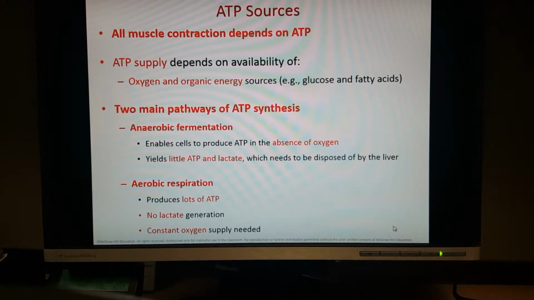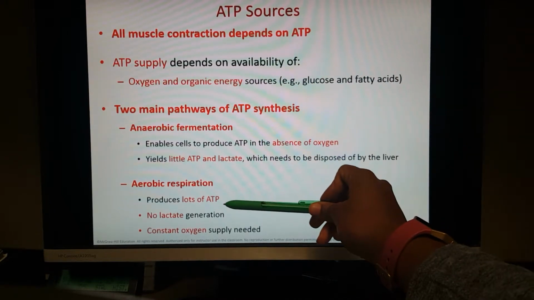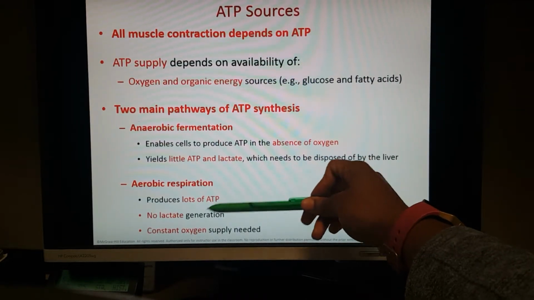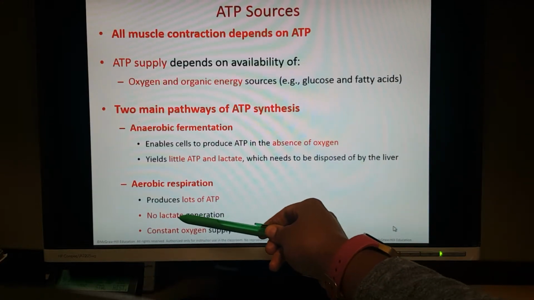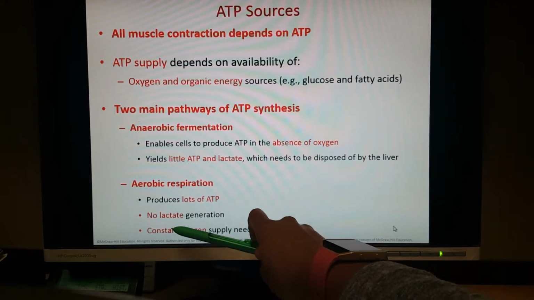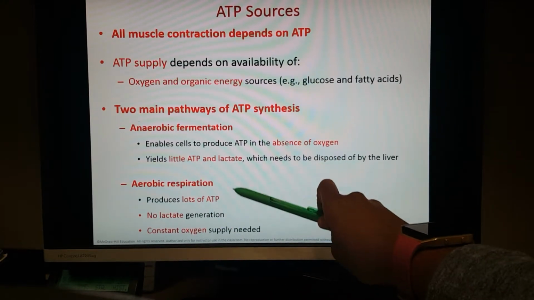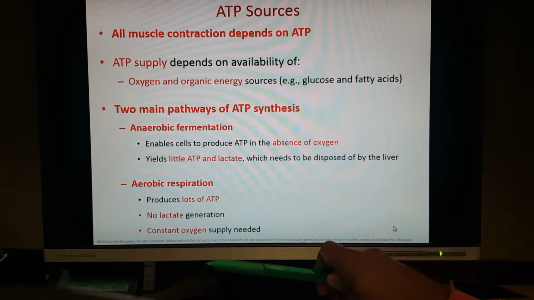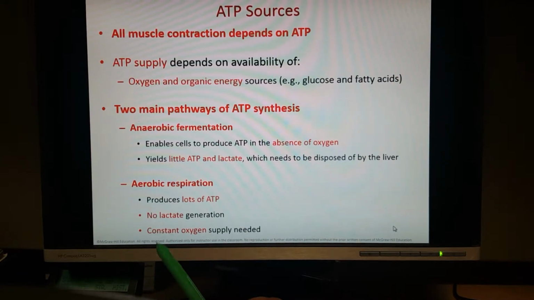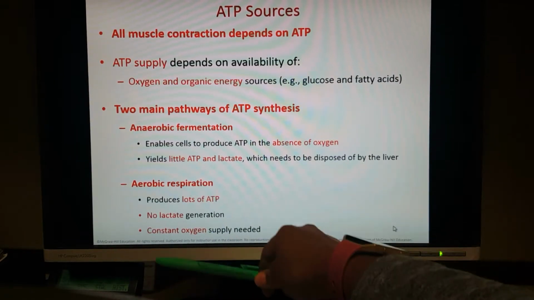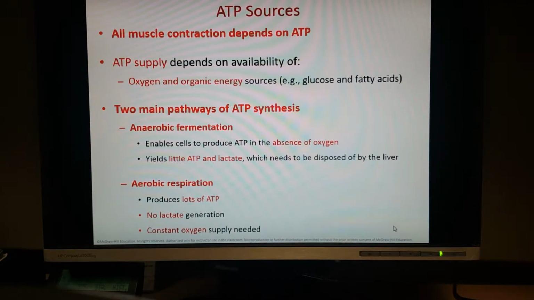The other type of making ATP is a whole lot more efficient. So it produces a lot of ATP. So instead of only 2, it's actually 32 for aerobic respiration. It does not make lactate, which needs to be disposed of by the liver. So actually your molecule gets so broken down that it breaks down into carbon dioxide and water. So the body's able to use the water, and then your body just breathes out the carbon dioxide. For aerobic respiration, you need a constant oxygen supply, and that helps to power the oxidation reduction reactions that happen during that whole process. Again, this is something that we'll cover next semester.